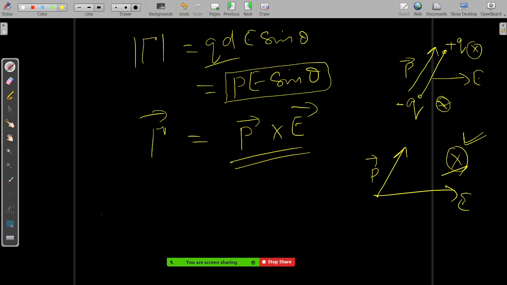So let's say a dipole is given with dipole moment P and it has been put into an electric field E. Then the dipole will experience a torque which will be given as P cross E. We just have to remember this.